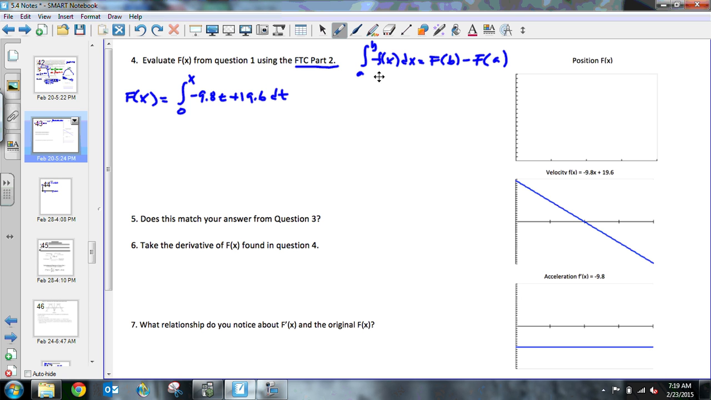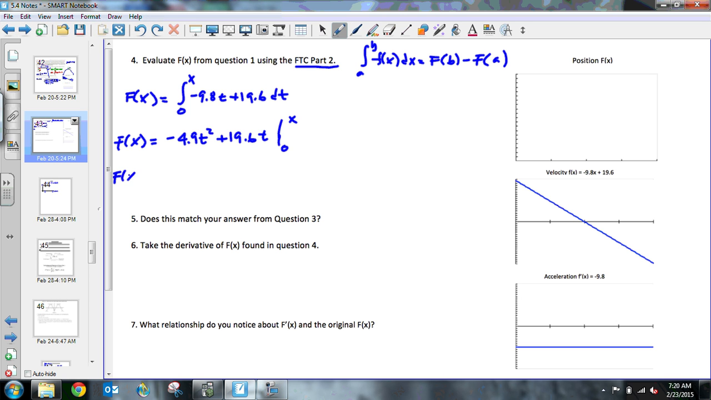So I'm going to apply this theorem onto this. All I'm going to do is take the antiderivative of my integrand, which gives me negative 4.9 t squared plus 19.6 t, and evaluate that at 0 and x. Normally this would be a number and I would just plug it into my function and then plug in 0, but instead it's an x value. So let's see what we get.